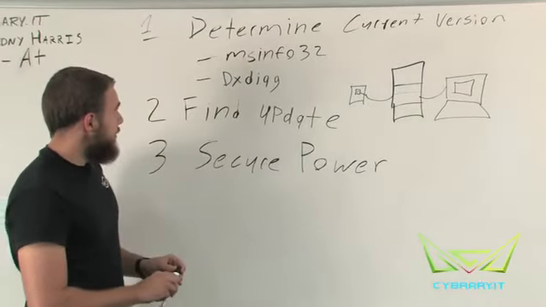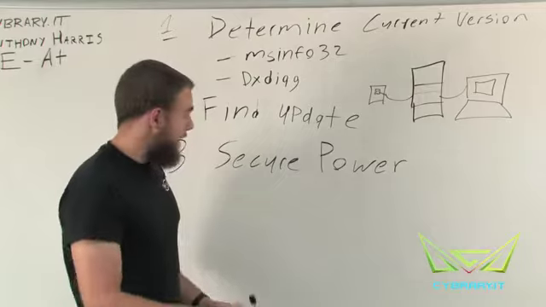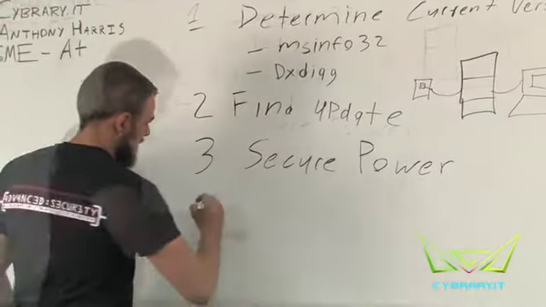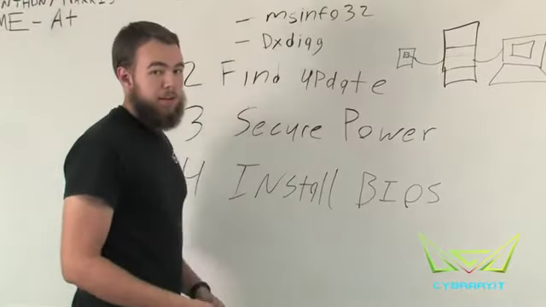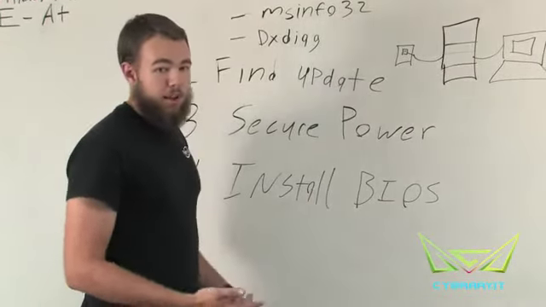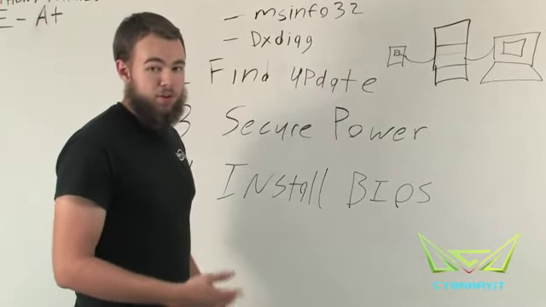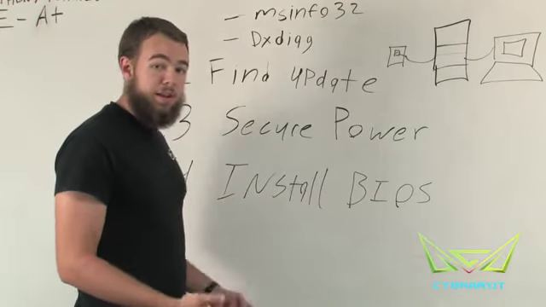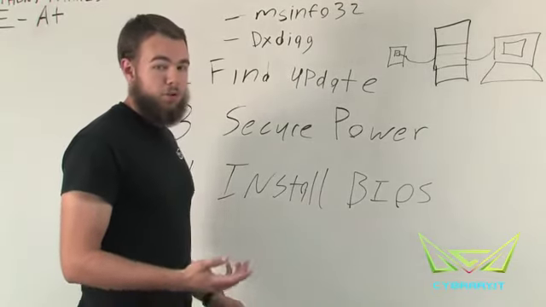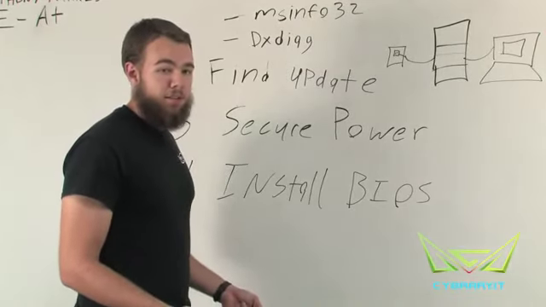So now we have determined our current BIOS version, we've downloaded our current version and the update, we've secured the power, and lastly we're going to go ahead and install our BIOS. A more technical term, of course, being flashing our BIOS. When we flash our BIOS with our new update, we'll just go through the manufacturer's recommended steps for using the software that we downloaded. It can be different. Some of them you need to download the BIOS to a USB with a special utility, and some you can just install from the operating system.